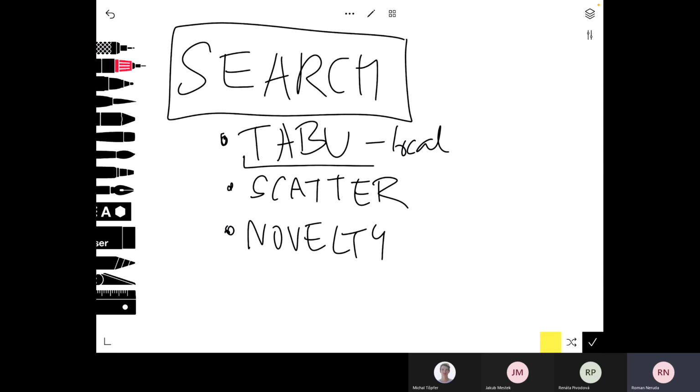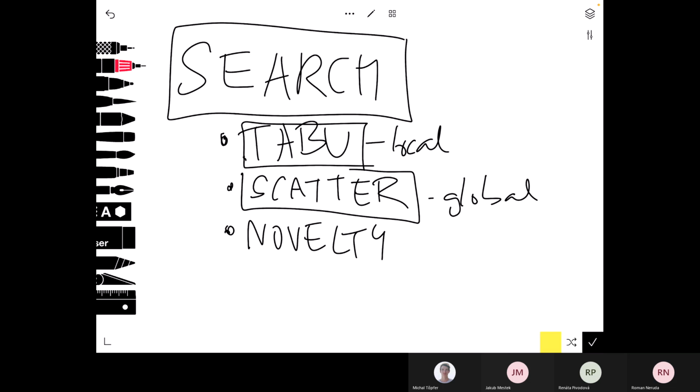So we will see the exact mechanisms of the Tabu search. Then the scatter search is a global search mechanism, and it tries to make the population more diverse. The novelty search is a hot topic. It's a very modern algorithm proposed in, I think, 2017 or 18, and so it's a very modern algorithm.